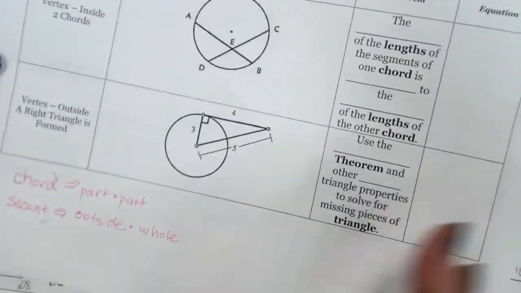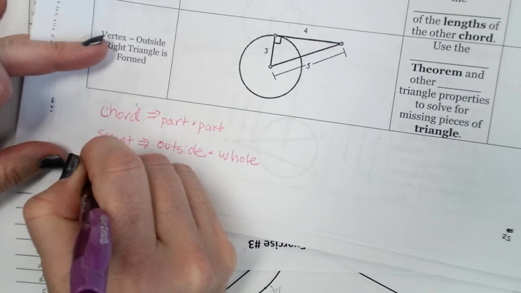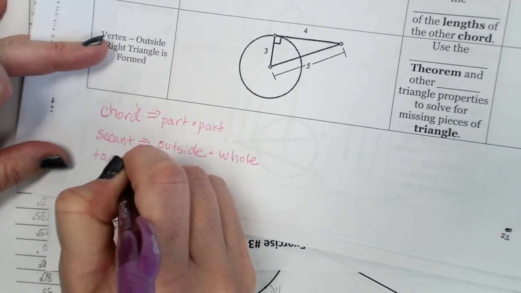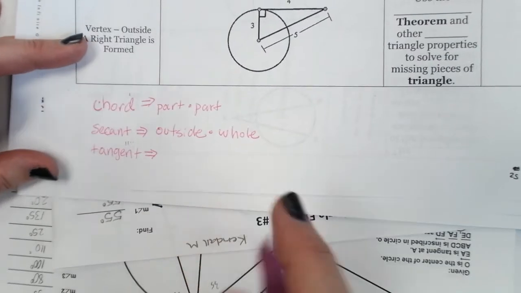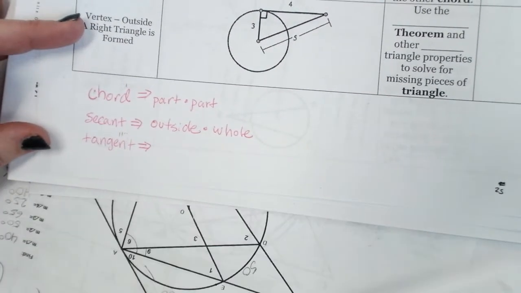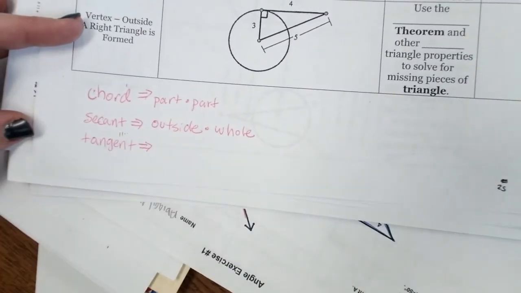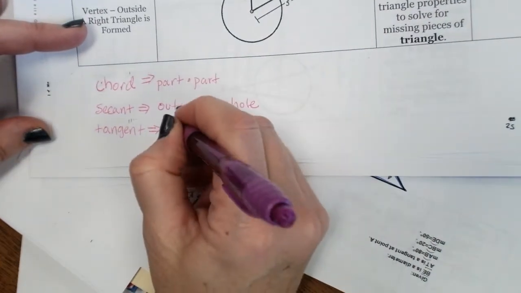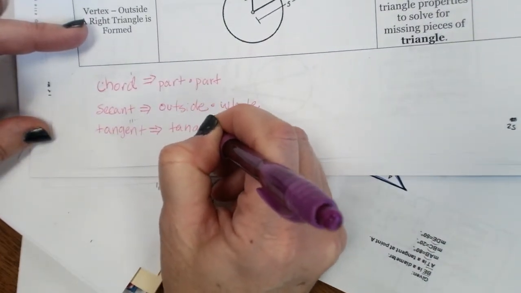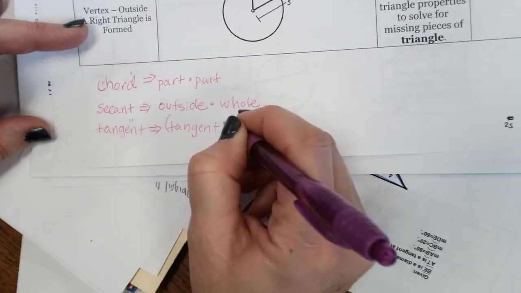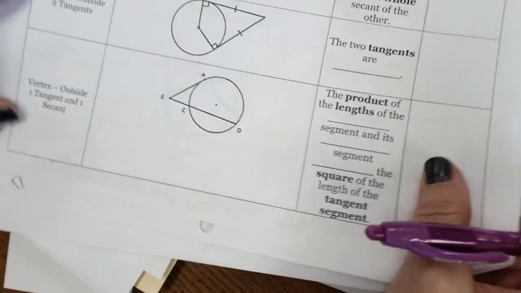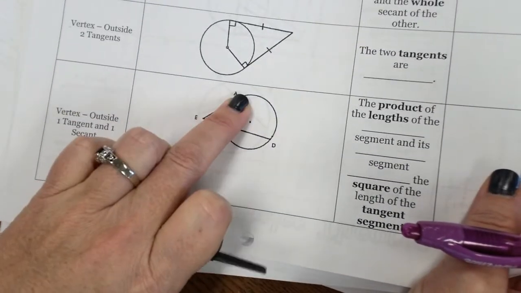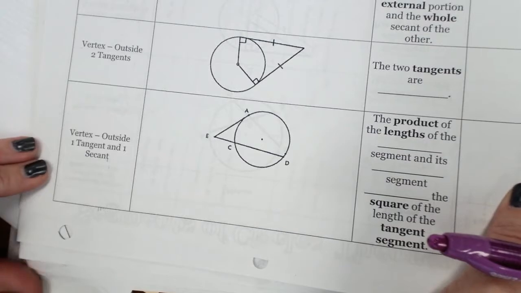The next one is a tangent. A tangent is one that hits the circle only one time. And so a tangent is actually going to be tangent squared, because seeing that it only hits it one time, there's nothing else to multiply it by. And so what I'm talking about there is this one. EA is a tangent here, or I have tangents there.